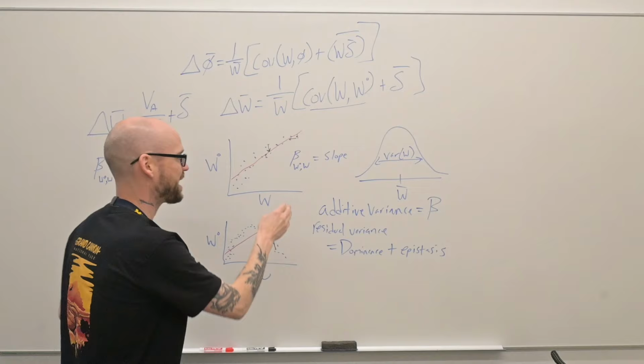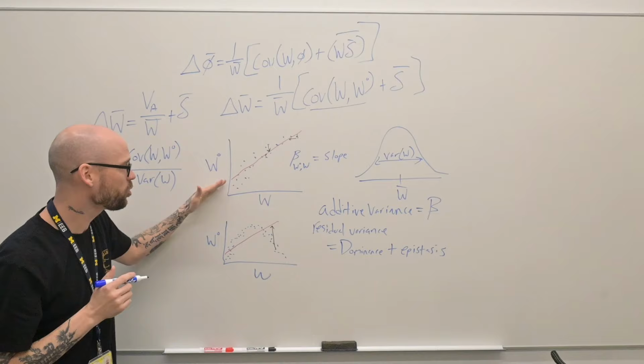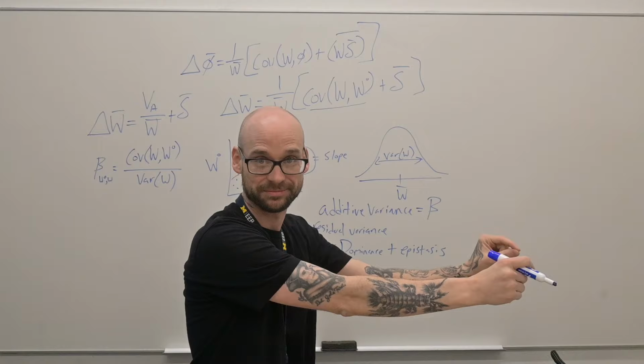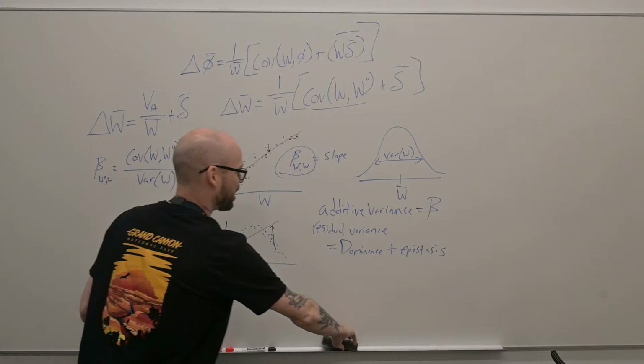So, the additive genetic variance, then, is simply the component of the relationship between these two terms that are captured by the beta regression coefficient and are passed on to the next generation. Hopefully, that ties together some of these concepts. So, I'm going to now erase this.